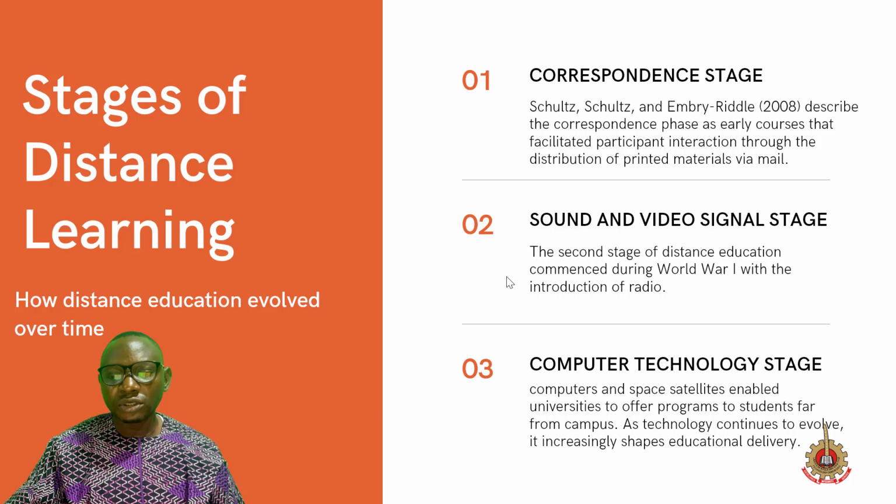What do we mean by correspondence stage? Schultz et al. In 2008, they describe the correspondence phase as the early courses that is being facilitated by interaction through distribution of printed materials via mail. What that means is that the way newspaper are being sent, that is the way they were learning in those days, which means the teacher will have the note ready, maybe via photocopy or printing. The note will be available. Then they will send it to that student wherever it is.